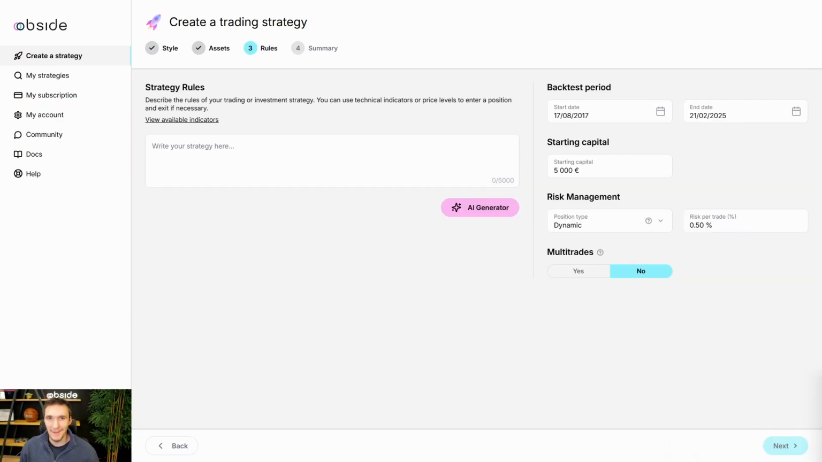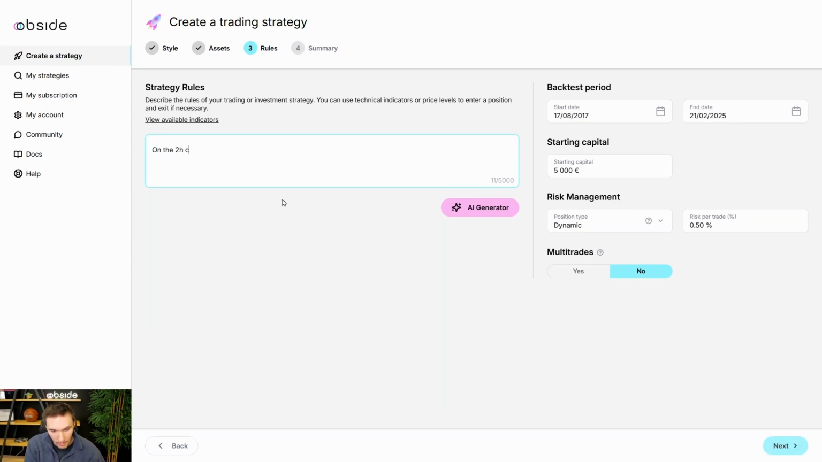Here is where the magic happens. I only need to describe my strategy rules in plain English, or actually whatever language. So I'll just type in my entry and exit rules for my strategy. Let's say, for example, we want to test the following one.